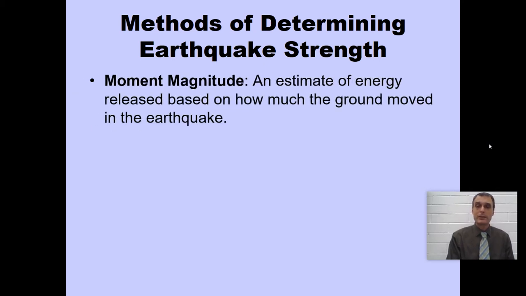Okay, so how do we determine the earthquake strength? There are three different scales that we use. One is the moment magnitude. This is really the one that's used today, and it's basically an estimate of energy based on how much the ground moves. Did it move an inch? Did it move a foot? Did it move 10 feet up or down or side to side? And that can be translated into energy released and tell us the magnitude of the earthquake.